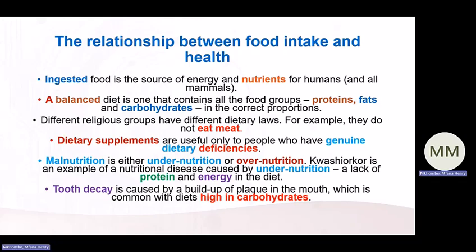Malnutrition can be either undernutrition or overnutrition. Kwashiorkor is an example of a nutritional disease caused by undernutrition, which is a lack of protein and energy in the diet. Tooth decay, on the other hand, is caused by a build-up of plaque in the mouth, which is common in diets that are high in carbohydrates. The bacteria that metabolize the carbohydrates around the teeth destroy the enamel of the teeth and therefore contribute to tooth decay.